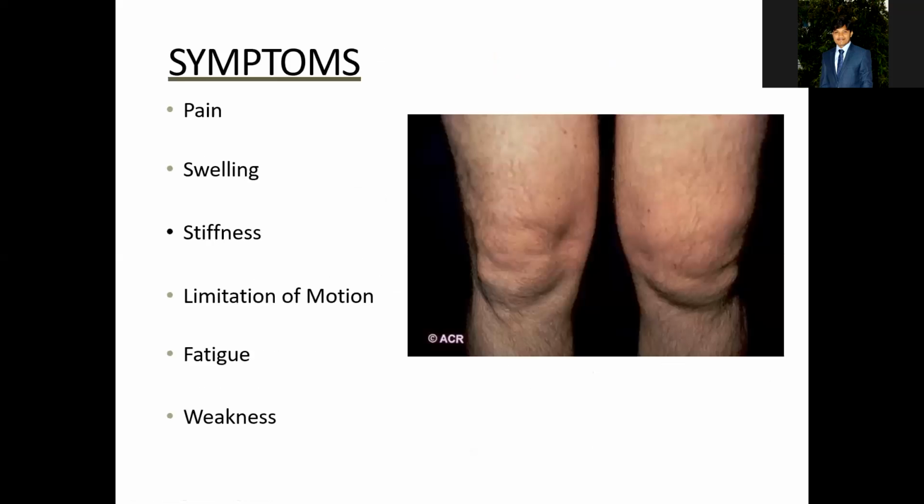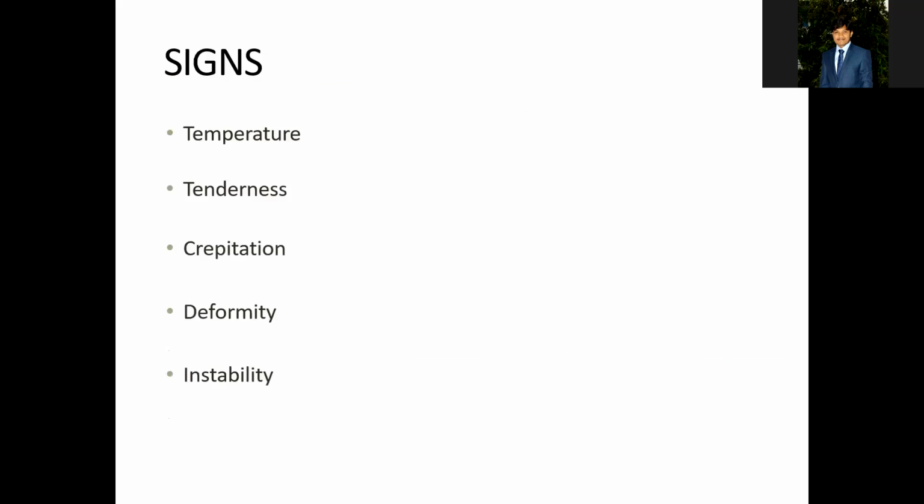Monoarticular arthritis presents with pain, swelling and stiffness of the joint with limited motion, with increased temperature, tenderness and crepitation. Chronic arthritis presents with deformity and instability.